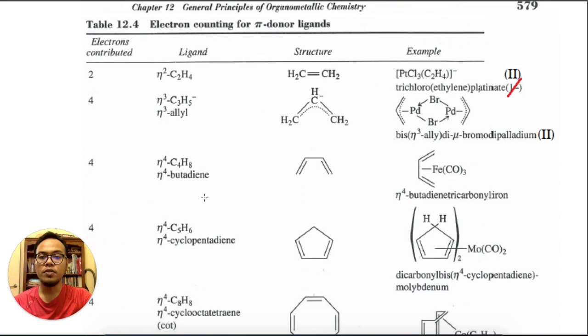Then moving on to the next one, we have tetrahapto butadiene. Tetrahapto means 4 atoms attached to your metal, so 1, 2, 3, 4. But why 4 electrons? Because we have 2 double bonds. So 1 double bond, 2 electrons. So 2 times 2, you're going to get 4 electrons.